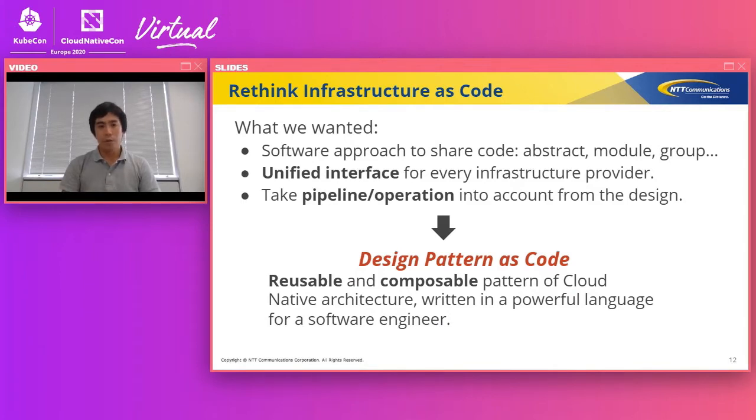So what we wanted for infrastructure as code: we wanted to write code using software practice, like making a module to share with others. We want one interface for every infrastructure provider. And most importantly, we want the pipeline baked into the architecture design. So we propose a new way of infrastructure as code named design pattern as code. It is a reusable and composable pattern of cloud-native architecture written in a powerful language for software developers.